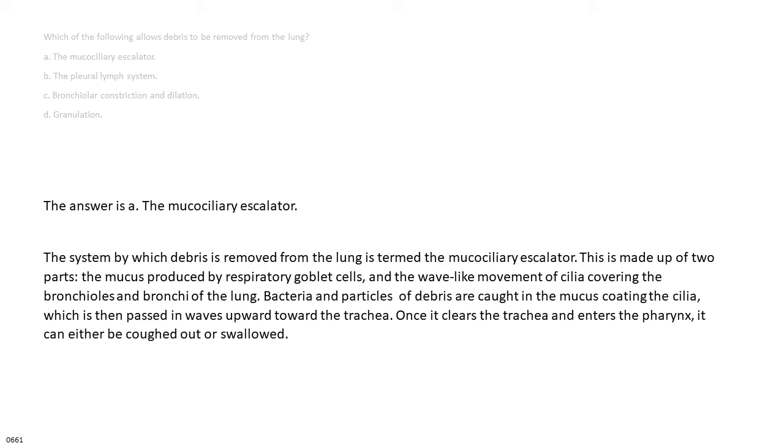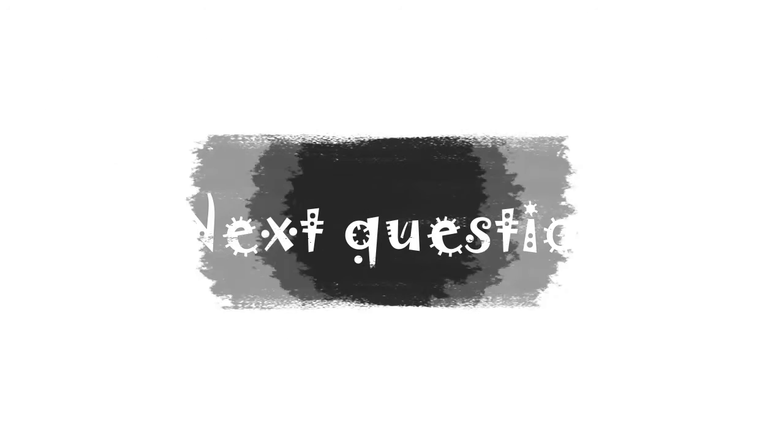Bacteria and particles of debris are caught in the mucus coating the cilia, which is then passed in waves upward toward the trachea. Once it clears the trachea and enters the pharynx, it can either be coughed out or swallowed.